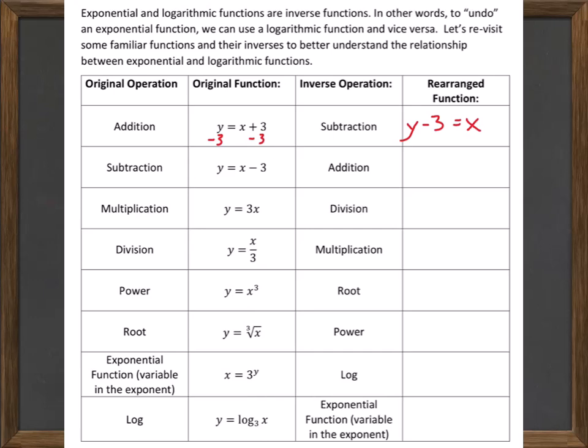Okay, let's keep going. So now we have y equals x minus 3. Well, how do we undo minus 3? We simply add 3 to both sides. So we get y plus 3 is equal to x. Again, this function is the exact same function, it's just been rearranged.